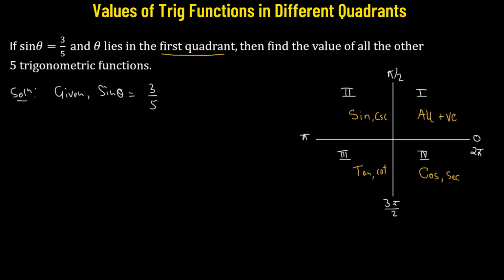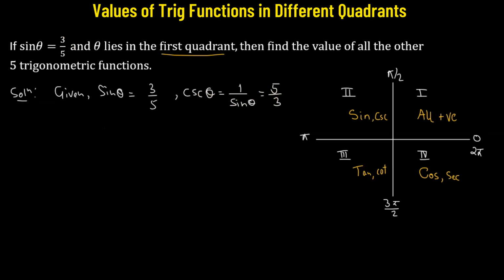Now coming to our problem, we are provided with the value of sine theta, and immediately we can define the cosecant function. So cosecant of theta, we know that it is the reciprocal of the sine function. So the reciprocal of sine, which is 3 over 5, is going to give us 5 over 3. Here we have obtained our first trig value.